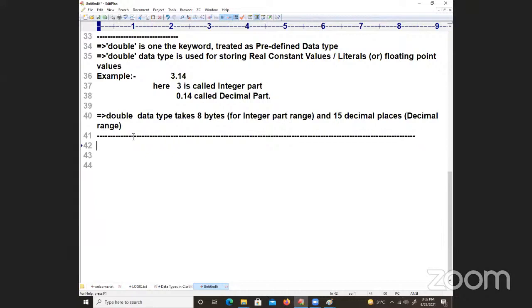So float will take how many bytes? 4 bytes and 7 decimal places. Double will take how many bytes? 8 bytes with 15 decimal places. How much is the range of this 8 bytes? 2 to the power of 8 bytes means how much? Not 32, 2 to the power of 64. 2 into 2 into 2, 64 times we will go on writing it.